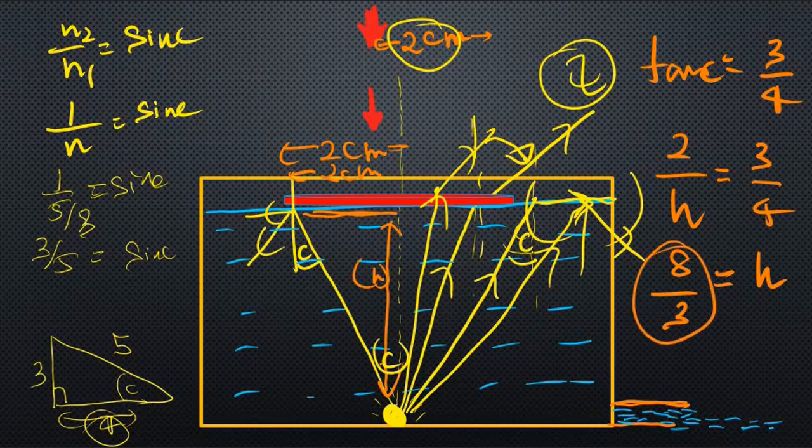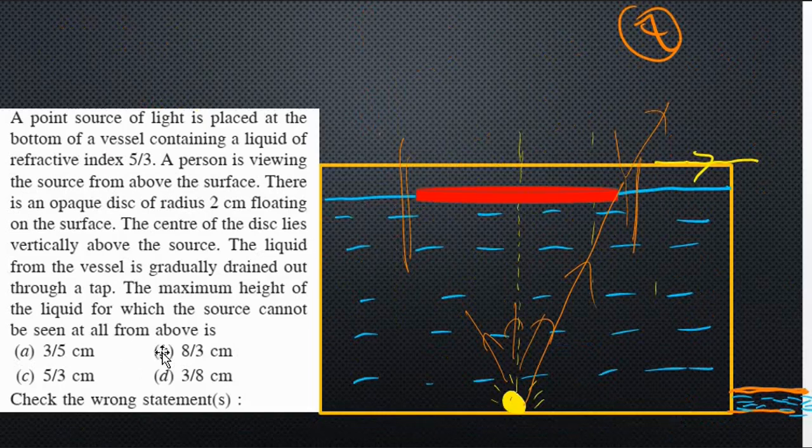Let's check the answers now. Here you can see the second answer is 8 divided by 3. If you could do this question, that's great. That means you know your theories. If you couldn't, you have to work on your theories, because this is a challenging question, and you have to gather your theories to do a challenging question.